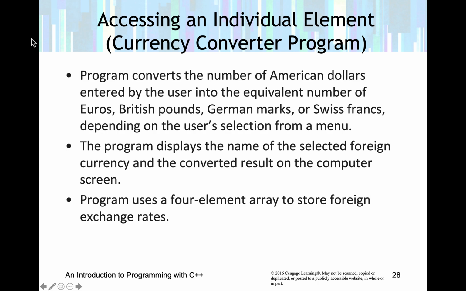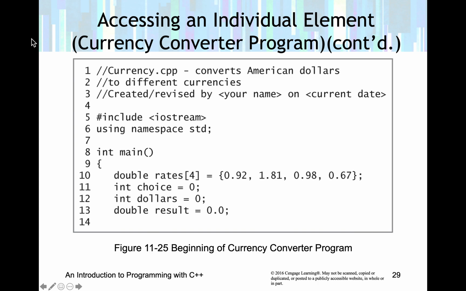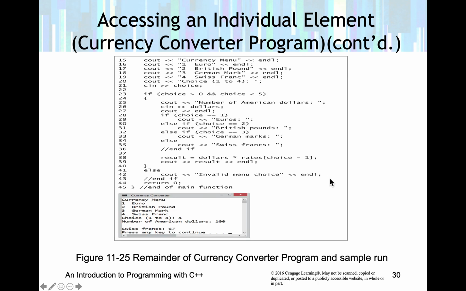So here we're looking at how to access an individual element. In this particular example, the program displays the name of the selected foreign currency and the converted result on the computer screen. The program uses a 4-element array to store foreign exchange rates. So these are the exchange rates right here. One is Euro, 2 is British, 3 is German, and 4 is Swiss.